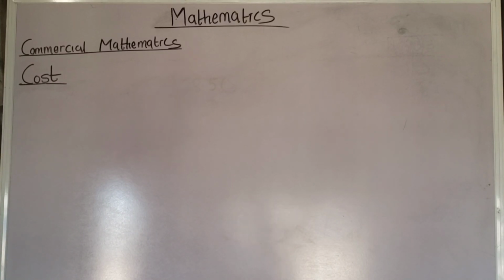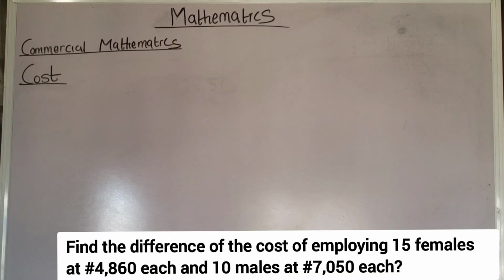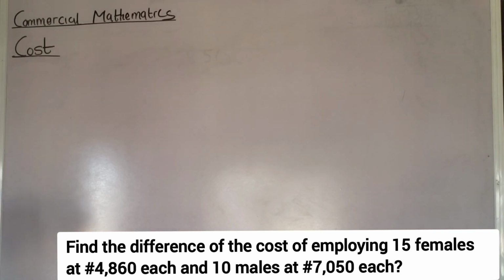In today's class, we are going to solve a series of questions on this basic concept in commercial mathematics, cost. Okay, let's start with the first question. Find the difference of the cost of employing 15 females at 4,860 naira each and 10 males at 7,050 naira each. Okay, let's start by writing out the information that we were given in the question.